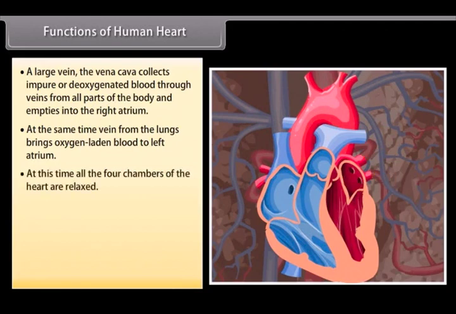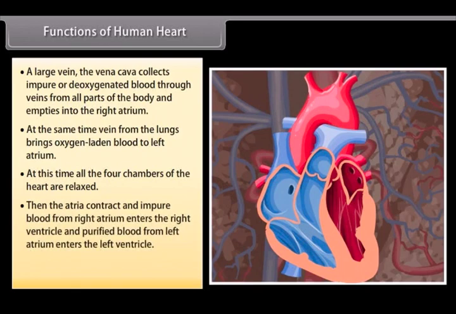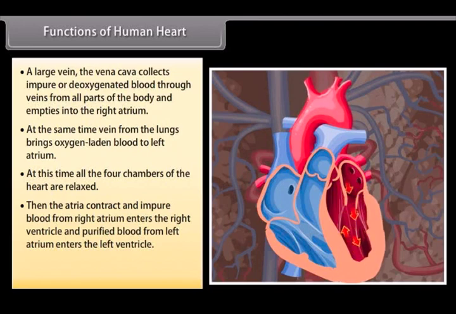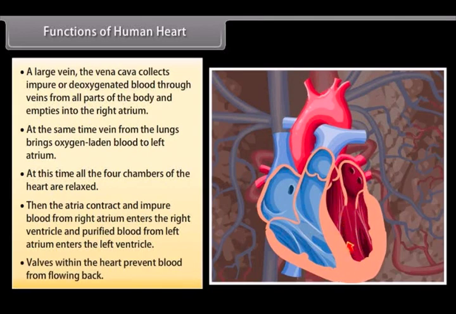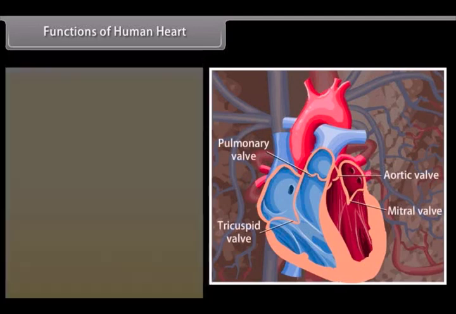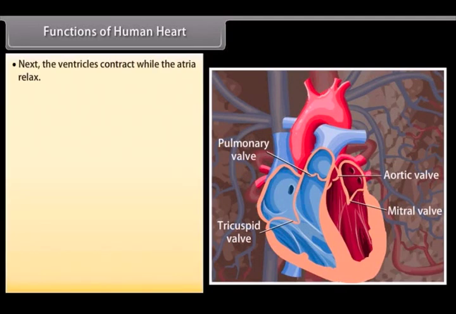At this time, all the 4 chambers of the heart are relaxed. Then the atria contract and impure blood from the right atrium enters the right ventricle and purified blood from the left atrium enters the left ventricle. Valves within the heart prevent blood from flowing back. Next, the ventricles contract while the atria relax.